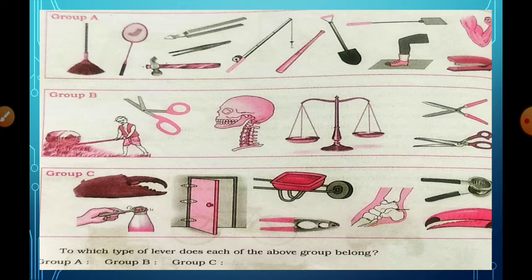Already I have told you there are three types of lever. What are they? First order, second order and third order. In the first order, the fulcrum is in the center. In the second order, the load is in the center. In the third order, the effort is in the center. You have to remember these always, and then according to that, you have to give the answer. Which type of lever is group A? We are going to see the answer now.